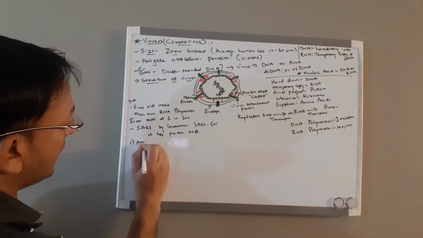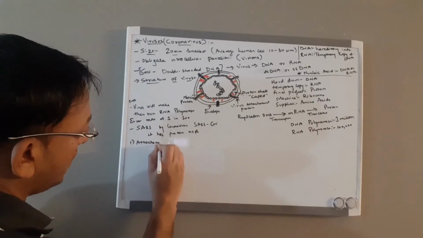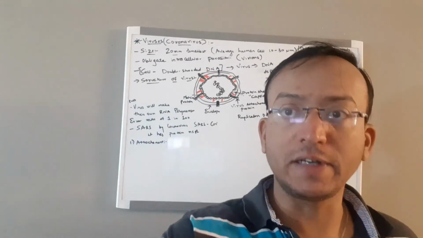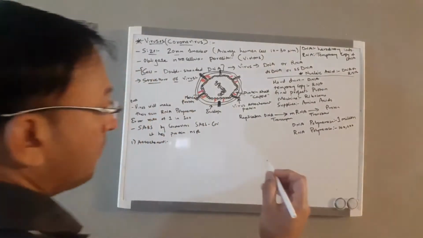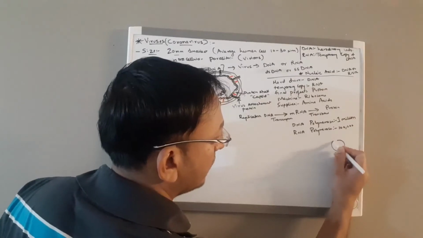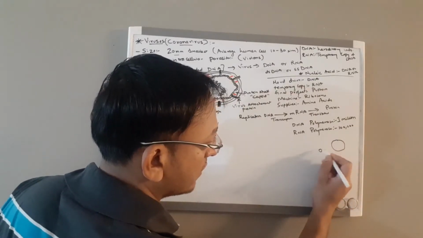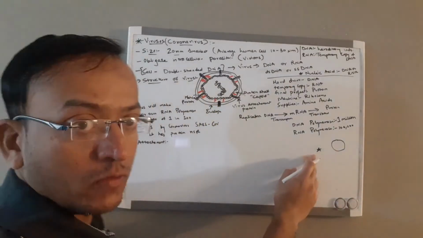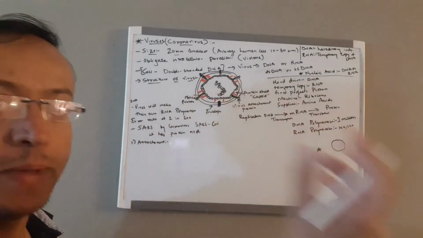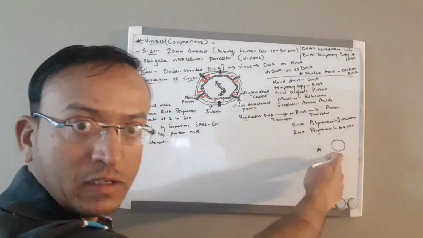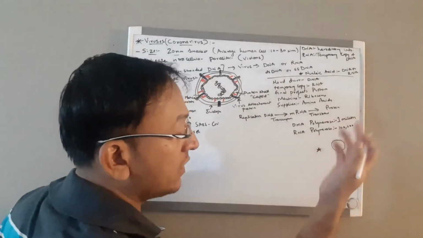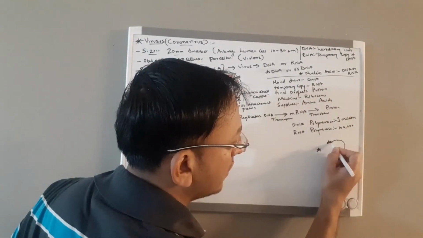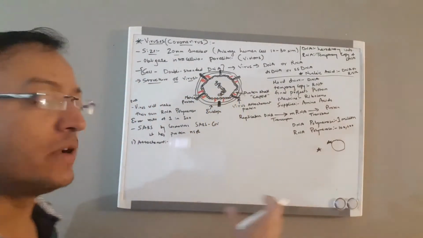The first one is attachment. It is the same as it sounds. For example, if this is our cell, and this star is a virus, the first step is attachment. The virus makes initial contact with the cell at the plasma membrane, the outside layer.